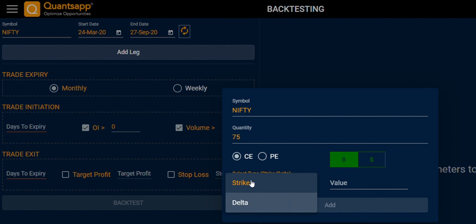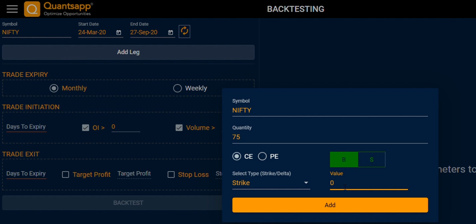Moving ahead, you have the two options, strike and delta. First we will look at what strike means here. Selecting strike and entering the value 0 means at the money option. Now if we are taking value of positive 1, it means for the call option we are taking one strike out of the money option from at the money option, and for the put it will mean we are taking one strike out of the money option from at the money option. So we are taking 0. This means at the money option.